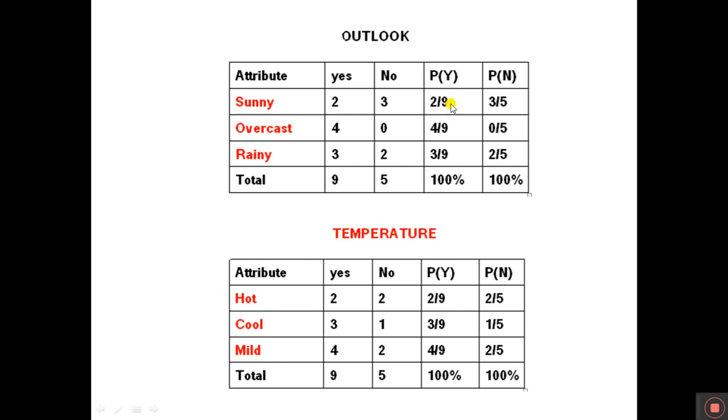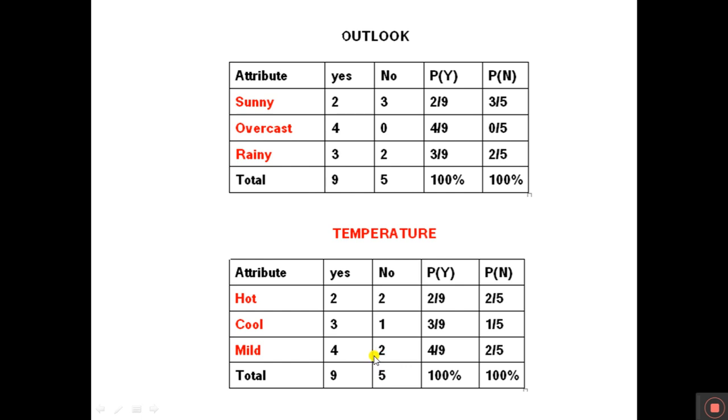The similar way I need to make a table for the attribute temperature. For this temperature, we have three different categories. One is hot, then mild, another one is cool. From the table, I need to find how many yes given and how many no given. According to that, I need to find probability of yes, probability of no. So probability of yes is 2 by 9. 9 represents total number of yes, and probability of no is 2 by 5. That 5 represents total number of no given in this table.